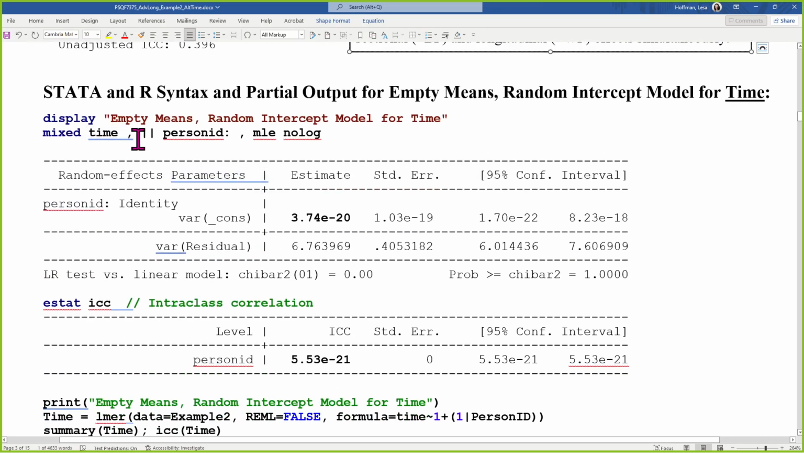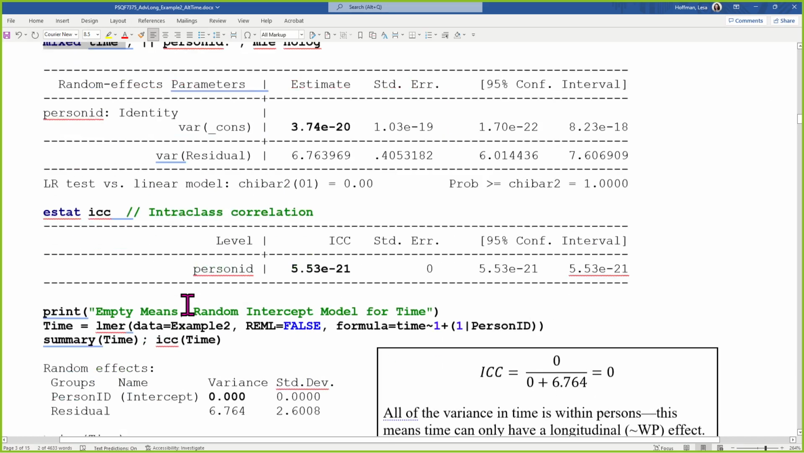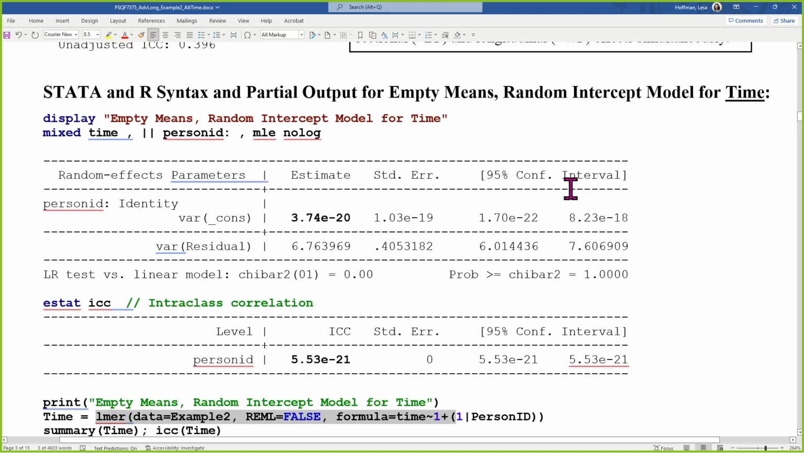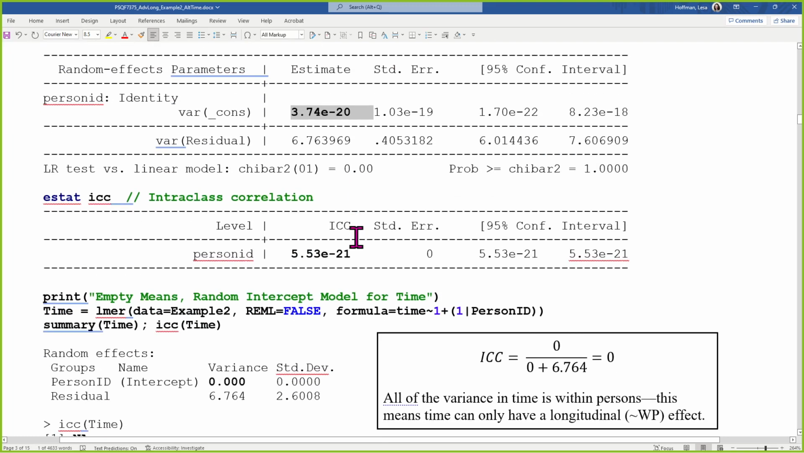Now, for purposes of demonstration only, because I already know what's going to happen, I put time in as an outcome. So I made an lmer call here as well, predicting time. And I get back 0 to the 20th decimal place for the intercept variance, and an intraclass correlation of 0 to 21 decimal places or so. Surprising or not?